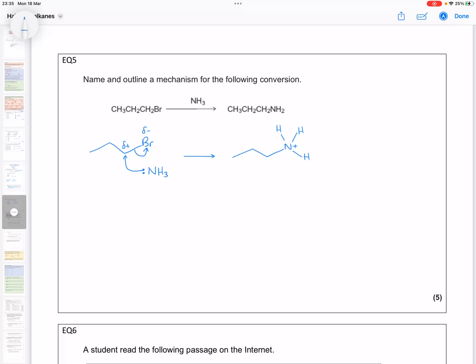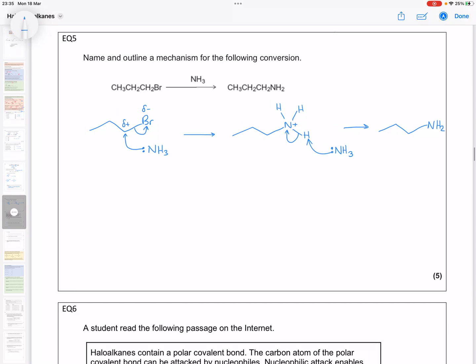on the ammonium ion, and then the ammonia which is present in the solution can also act as a base, can remove a proton, and that gives us our final product, the amine, which is as given in the question here. Remember, when we get to year 13, we've got to think about the fact that that could do further substitution. It's not going to be part of the question at year 12 level.